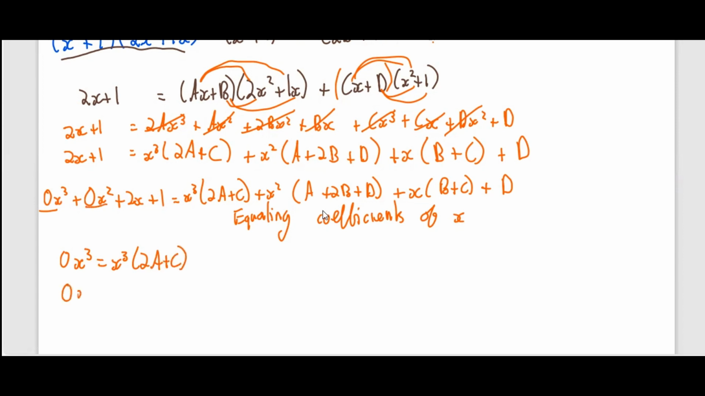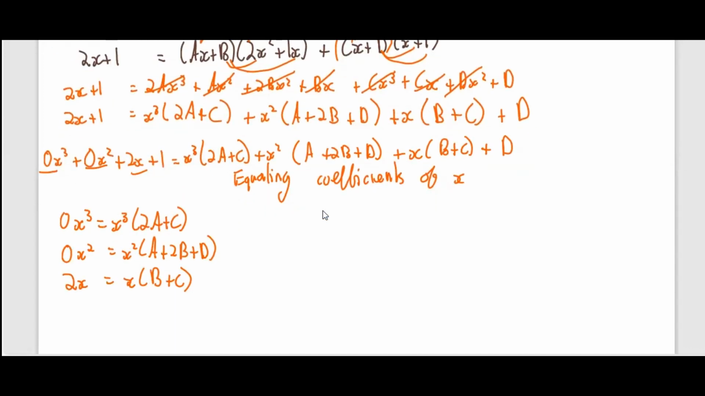So we have 0 x squared. We equate it for the x squared term, so it'll be x squared times (a plus 2b plus d). And then we have the x term, so it'll be 2x equals x times (b plus c). And then the last one, d. So 1 would just equal d, or d is equal to 1.